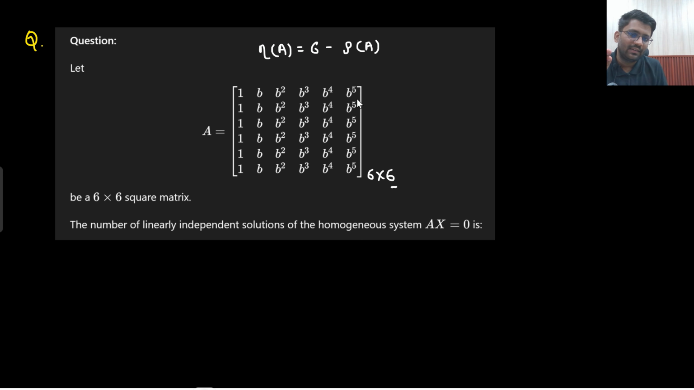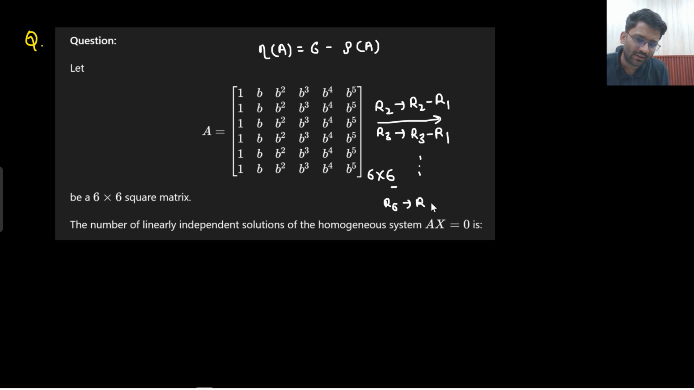Simply you can see that row 2, row 3, row 4, row 5, row 6 all are dependent. Or you can say column 2 is depending on column 1. Column 3 is depending on column 1. Column 4 is depending on column 1. Column 5 is depending on column 1. Basically all are the same, no? It is pretty obvious. You can apply the row echelon form as well. What will be the row echelon form? In R2 I am subtracting R2 minus R1. In R3 I am subtracting R3 minus R1. And so on. In R6 I am subtracting R6 minus R1. So what will you get?